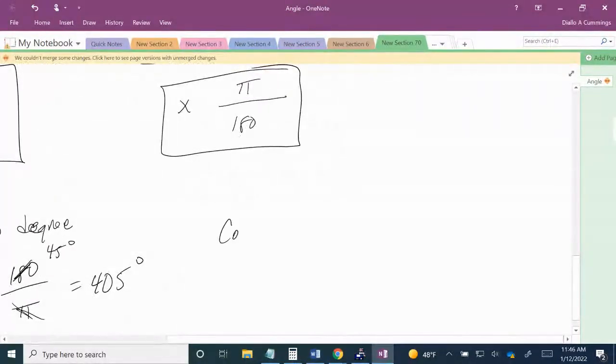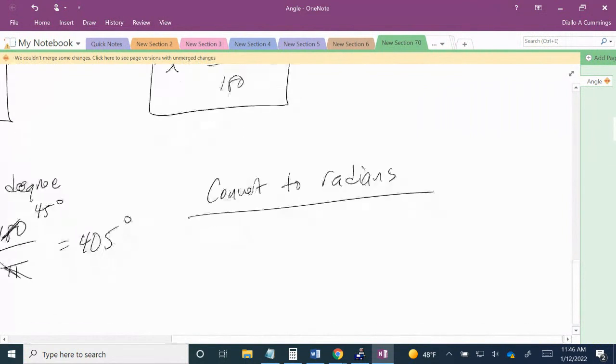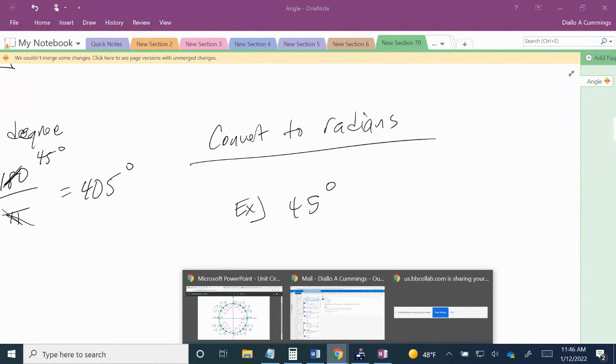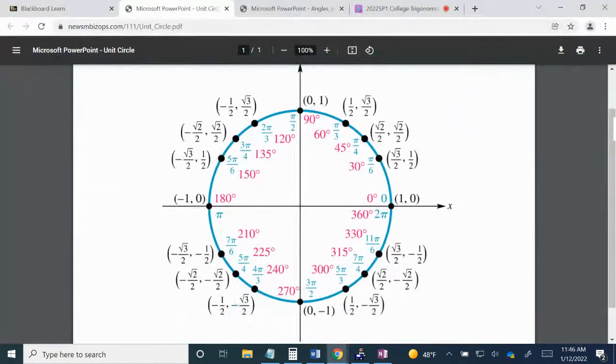All right, next we'll convert to radians. We're given 45 degrees and we're asked to convert to radian. So here again, the first place I'm going to look is the unit circle. So notice that we do have a conversion. 45 degrees is pi over 4 radians.